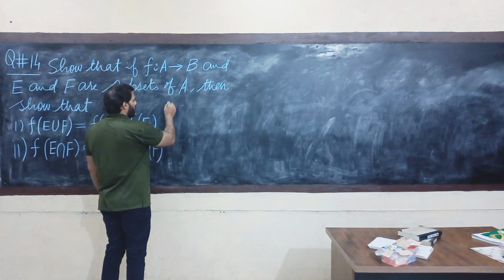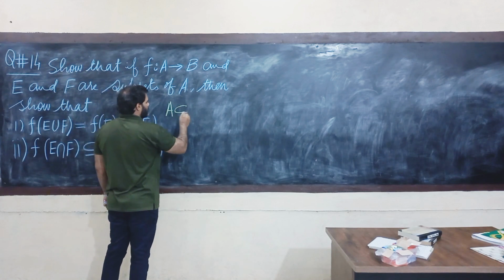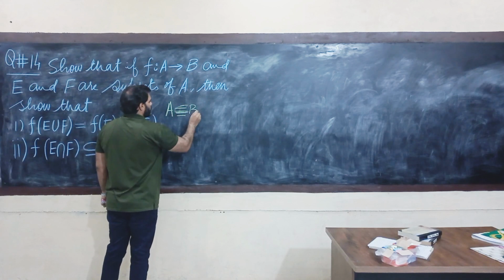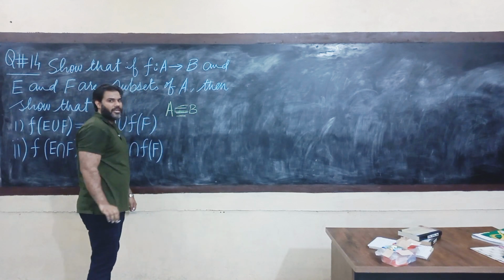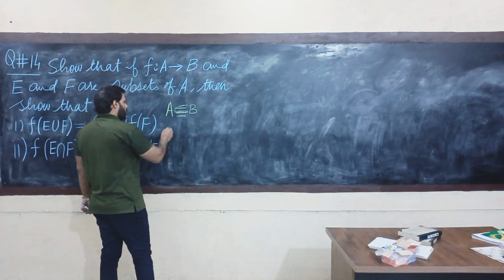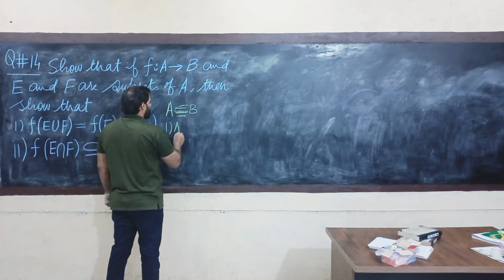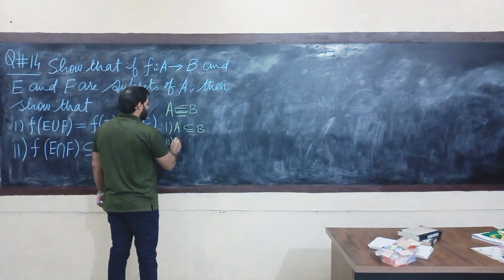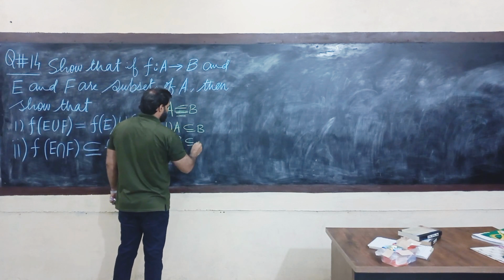When we have to prove that a certain set A is equal to set B, then the method that we use is this: we first prove A is a subset of B, and similarly we prove B is a subset of A.